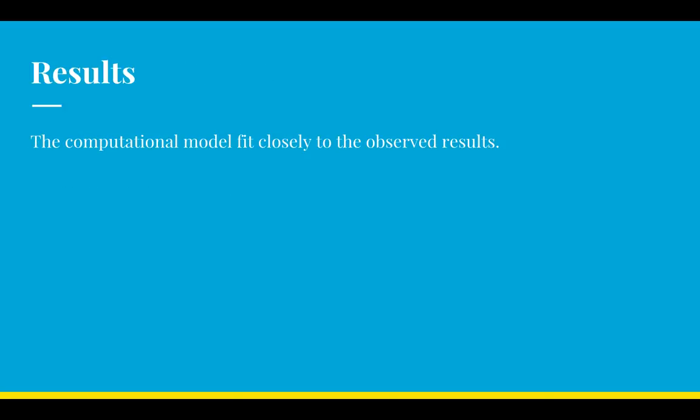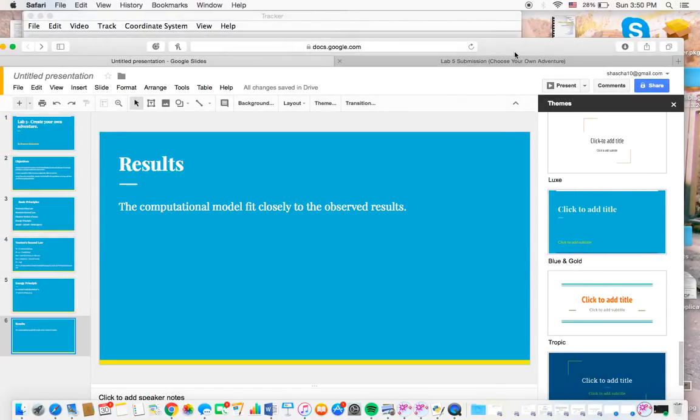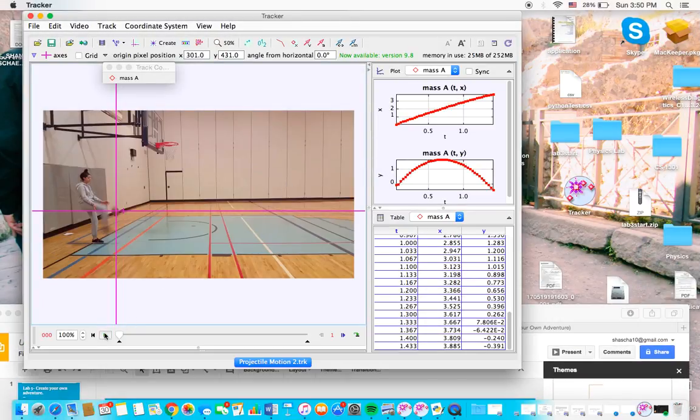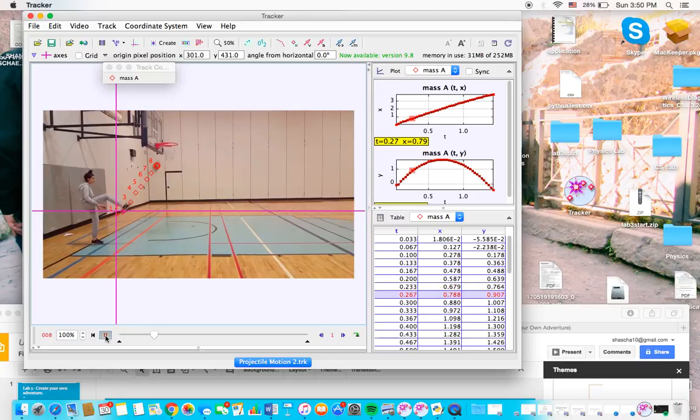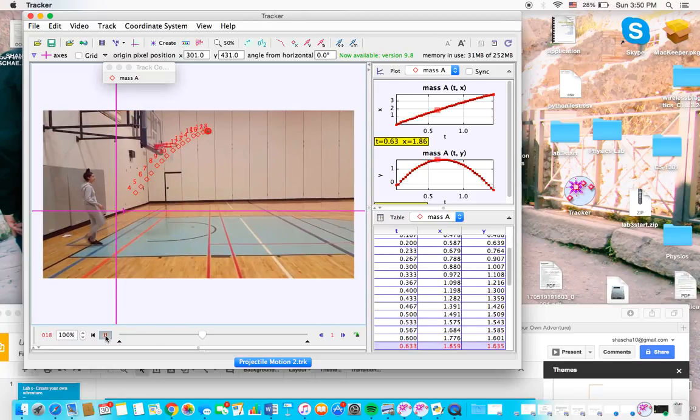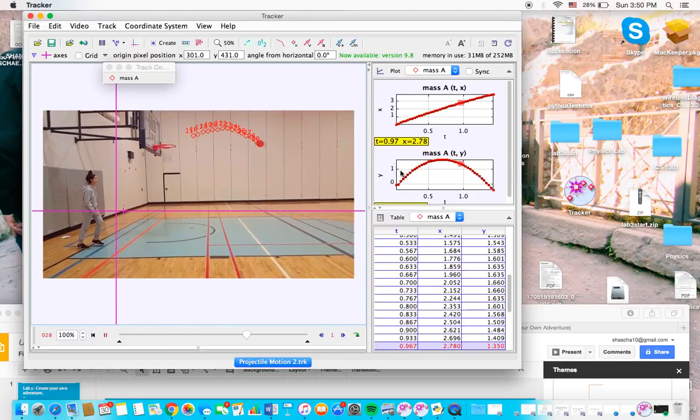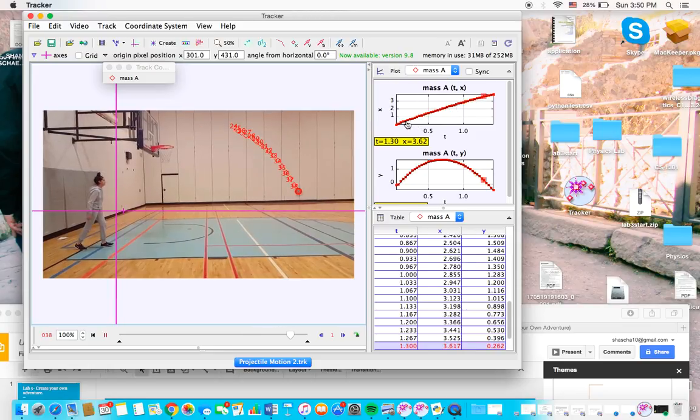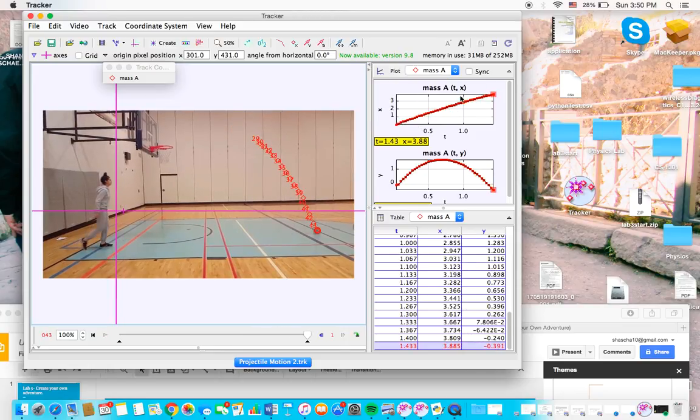Now I'm going to show you the video on Tracker. So we have the football being thrown, and we can see that in the x direction it is a straight line because the velocity in the x direction is going to be constant, but in the y direction it looks like a projectile motion, a parabola.